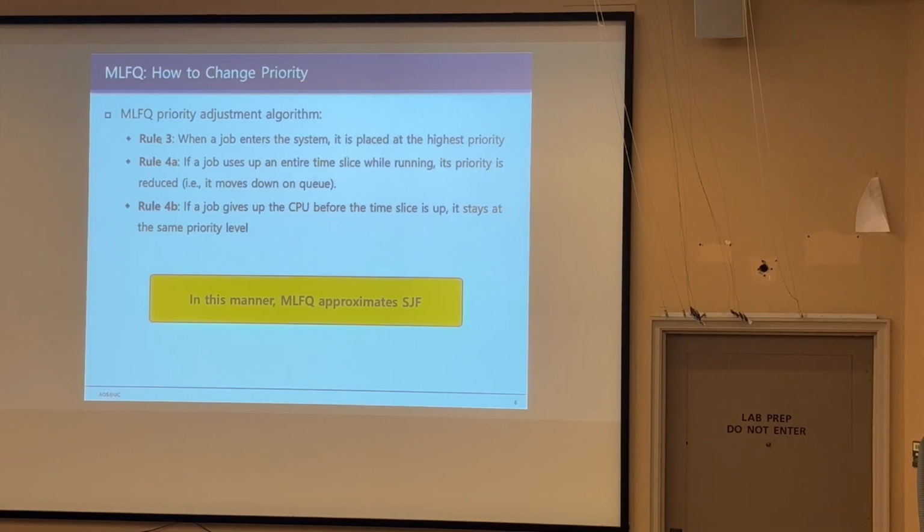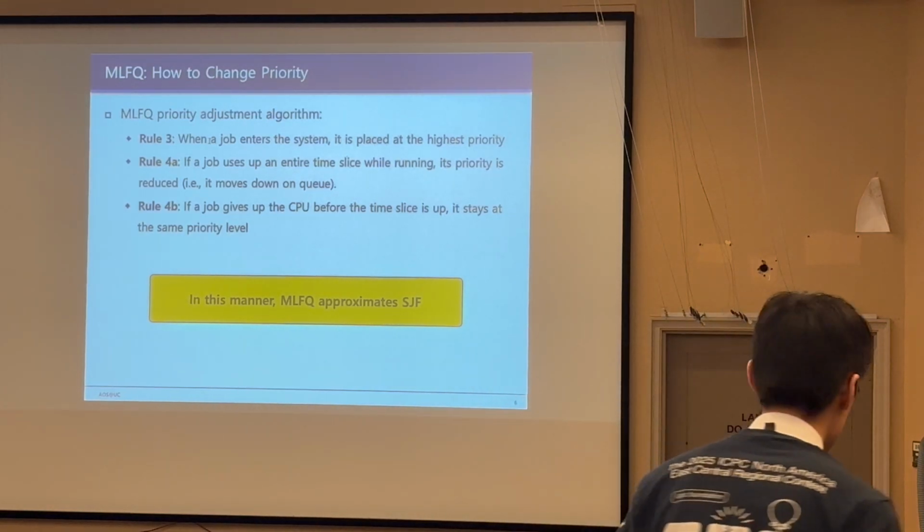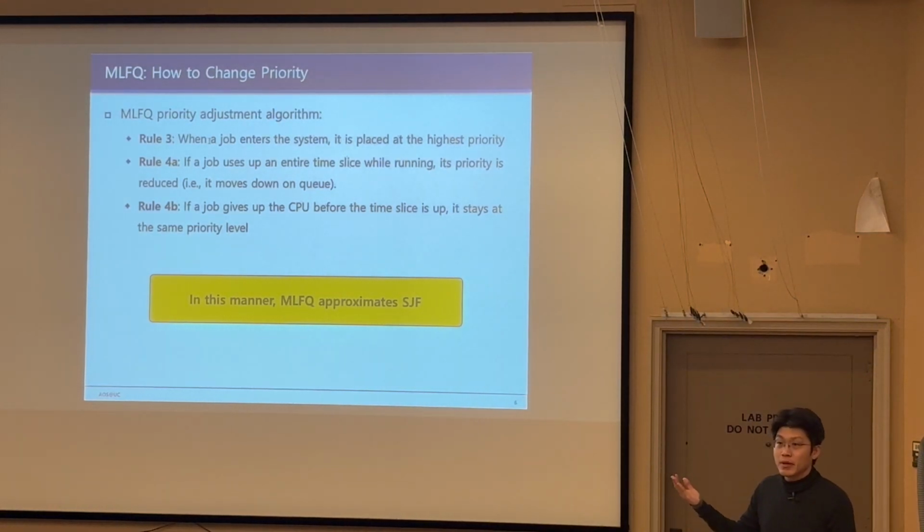So later rules, right? When a job enters the system, it's placed at the highest priority. This is simple. You don't have a history of this job, so you just optimistically trust that this job might be urgent. It might have a short CPU burst. Let's give it a try first.